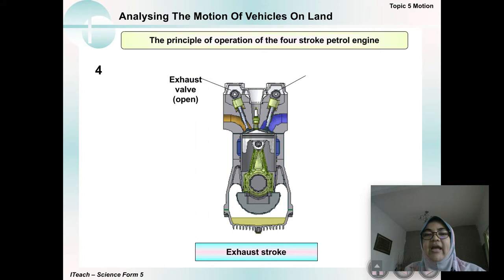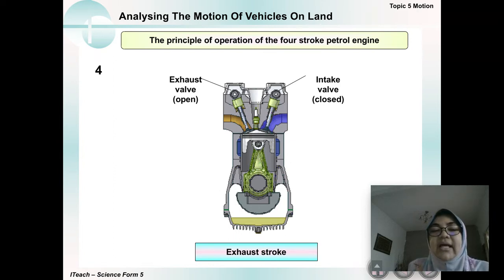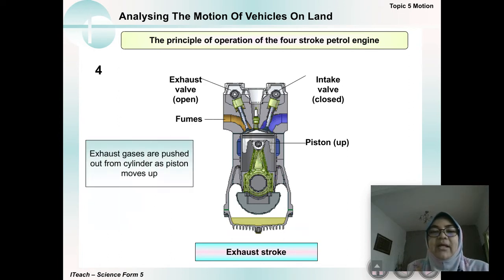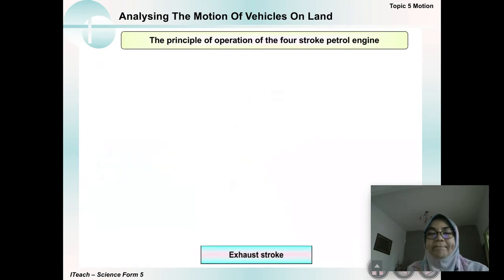Okay, and then we have the exhaust stroke. Bila exhaust stroke, maksudnya dia nak keluarkan gas yang panas tadi. So intake valve kena tutup, exhaust valve open. Tadi piston di bawah kan? And then sekarang piston akan tolak gas tu ke exhaust valve. Piston up, so fume akan keluar. Exhaust gas is pushed out from the cylinder as the piston moves up.